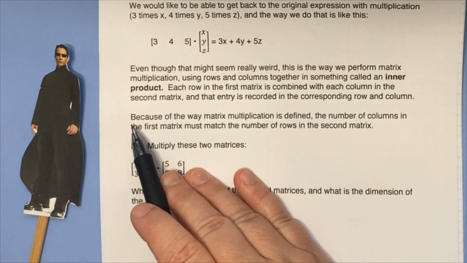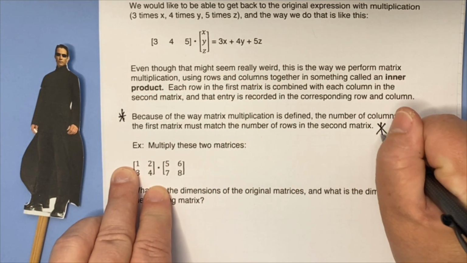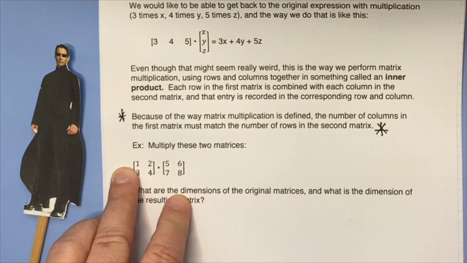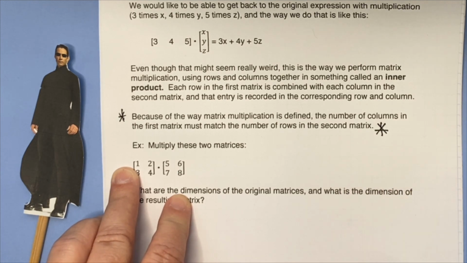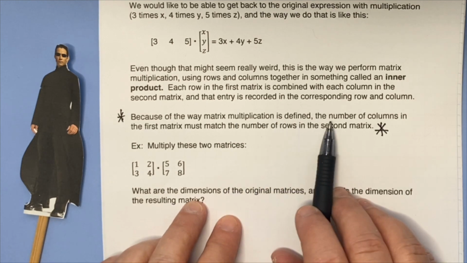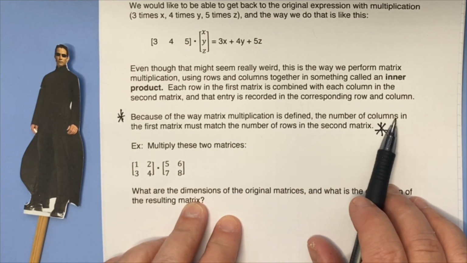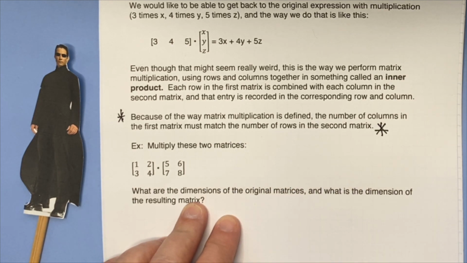And then I'm going to make a little note. This note is really important, but again, I'm going to do some practice that will make this more clear. So first the theory, then the practice. Once we get to the practice, hopefully it'll all make sense. But because of the way matrix multiplication is defined, the number of columns in the first matrix must match the number of rows in the second matrix.